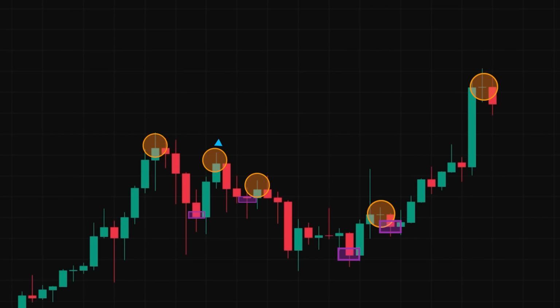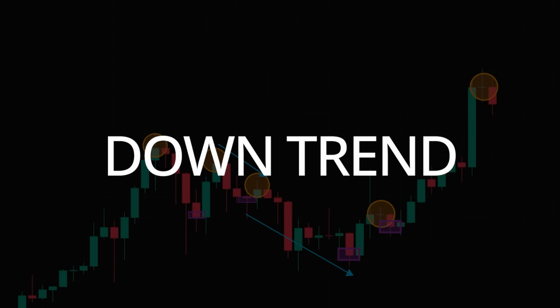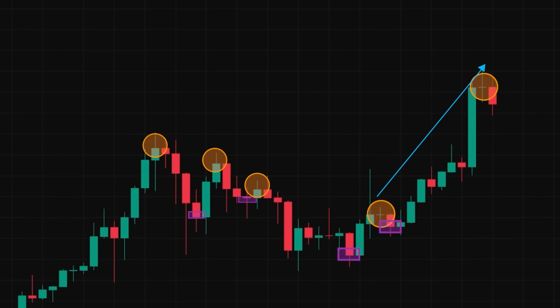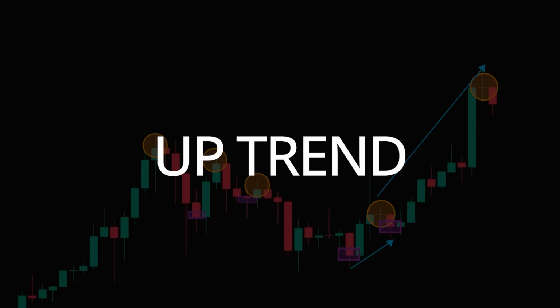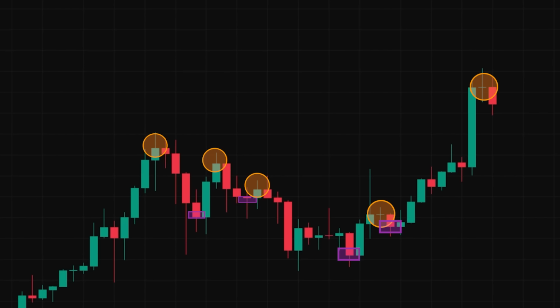Let's move on. From high 2 to high 3, we got a lower high. From low 2 to low 3, we got a lower low. They both moved lower. Now we have a trend. This is a downtrend. This time from high 3 to high 4, we got a higher high. From low 3 to low 4, we got a higher low. The high and the low both moved higher. That's an uptrend. Starting to get the hang of reading trends? Once you can identify highs and lows, it becomes really simple.